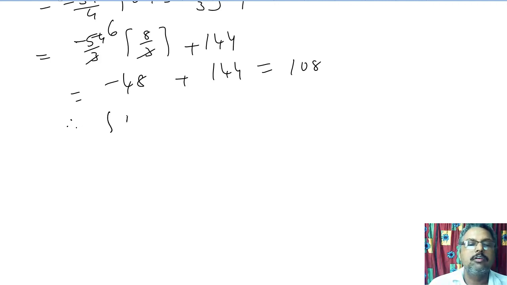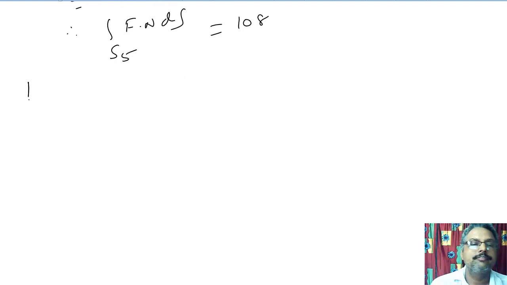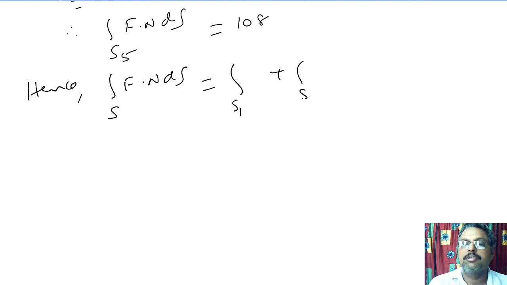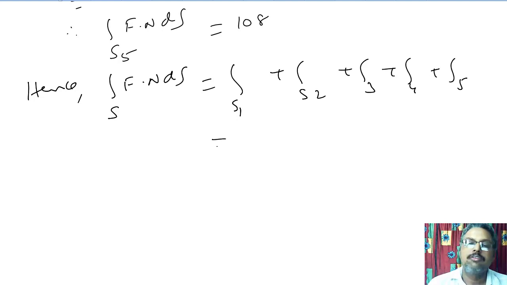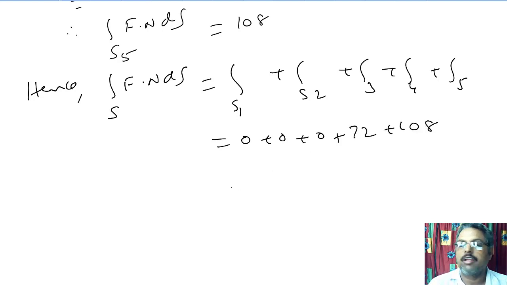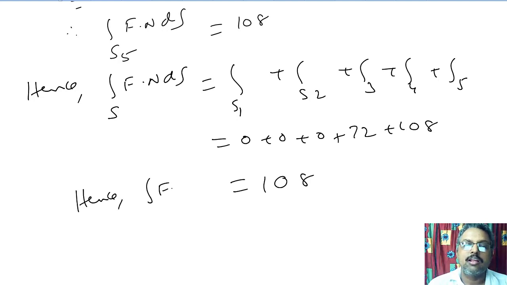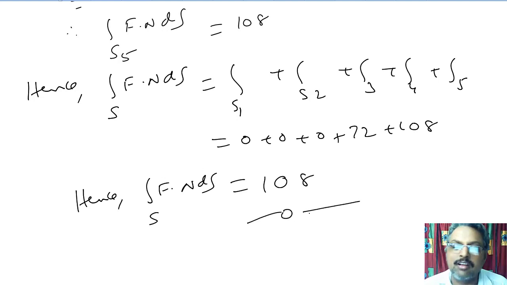Therefore, integral f dot n ds over the surface S5 equals 108. Finally, hence integral f dot n ds over the surface S equals the S1 value plus S2 value plus S3 value plus S4 value plus S5 value. First three values are zeros, then 72, then 108. Finally, integral f dot n ds over the surface S equals 108 is the answer.